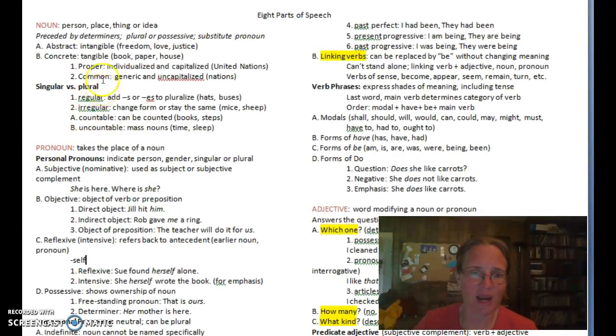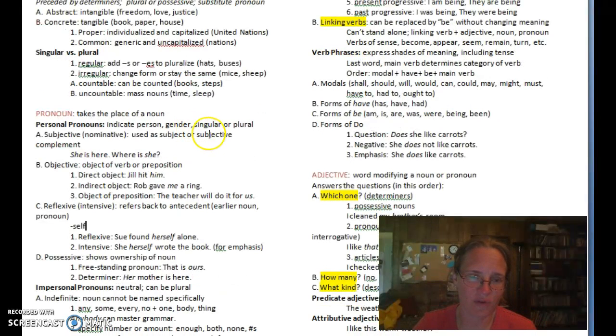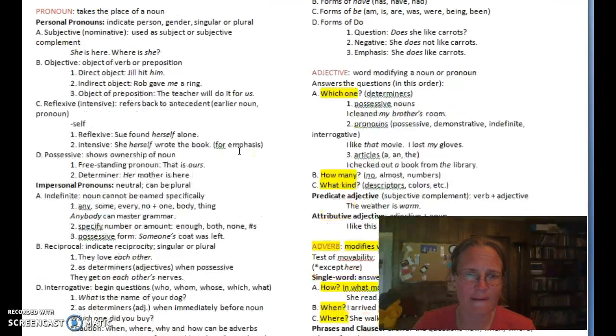So the 8 parts of speech we have, first is nouns. We're all pretty familiar with those, and you're doing a worksheet on that, so that should be pretty straightforward. Pronoun, there's a lot going on, and we're going to be doing a couple of different pronoun worksheets over the course of the semester. So just keep this in the back of your head.